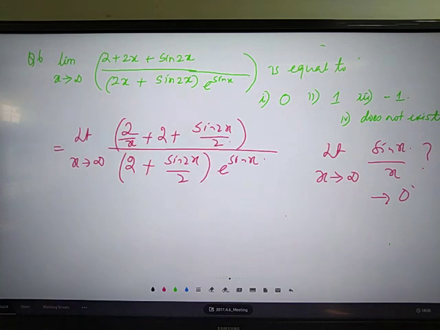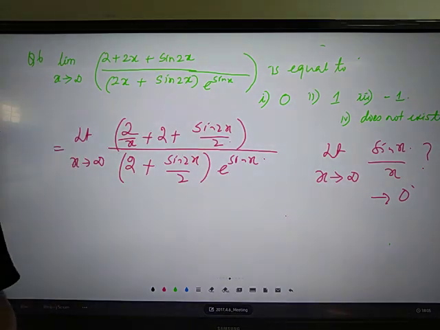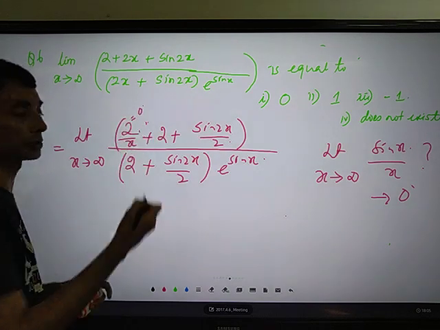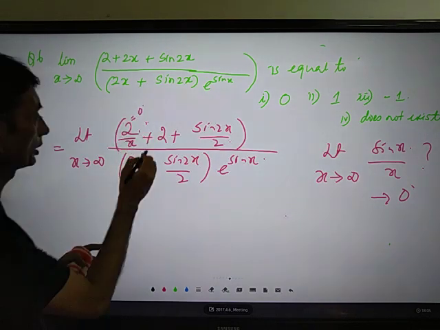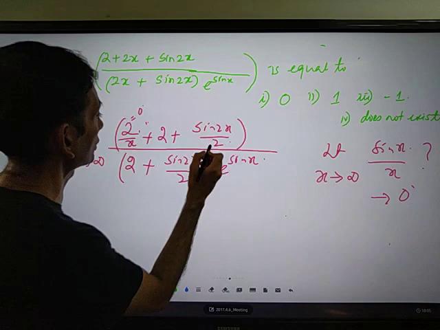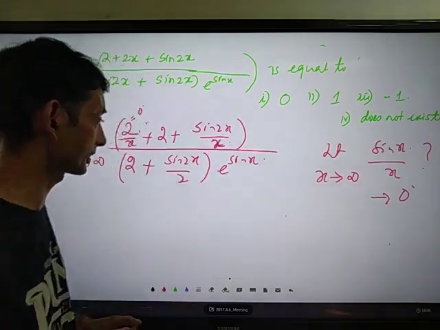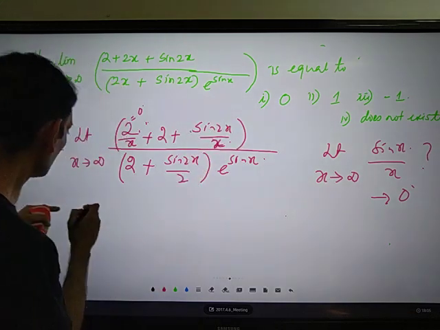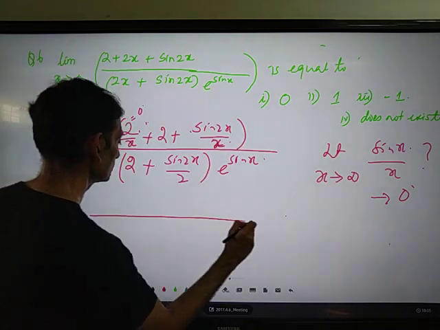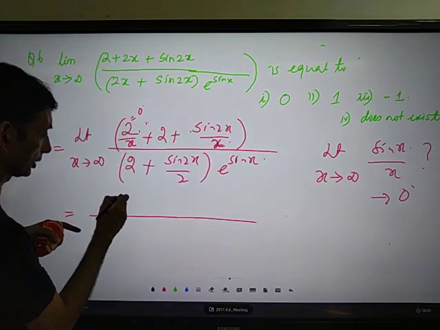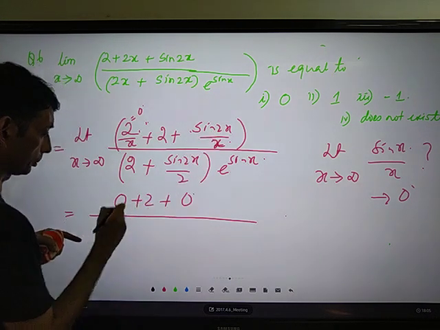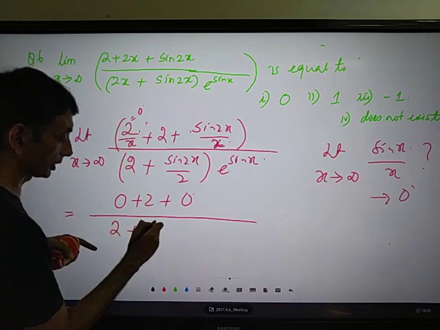Let's see this now. For x approaches infinity, 2 by infinity will be equal to 0. This will be plus 2, and of course this is x, not 2. So for x approaches infinity, this will approach 0. So if we take the limit now, 2 by infinity will be 0, this will be 2, and this will approach 0. This will be 2, and this will be 0.